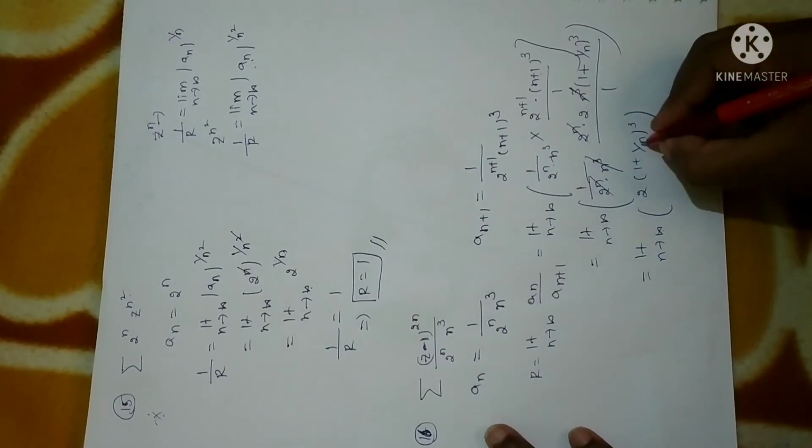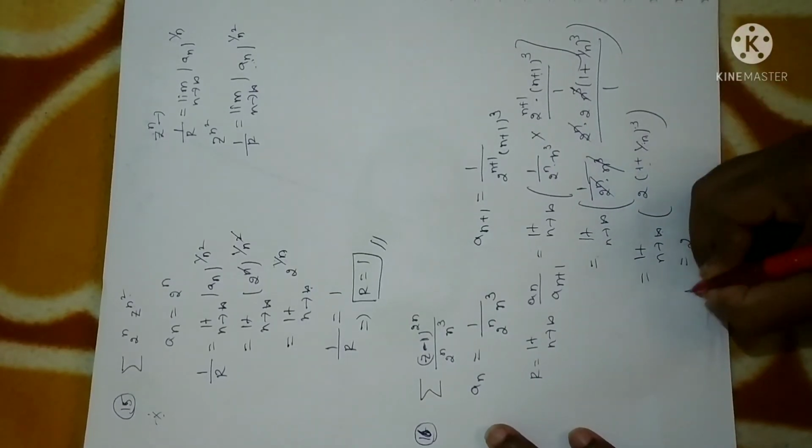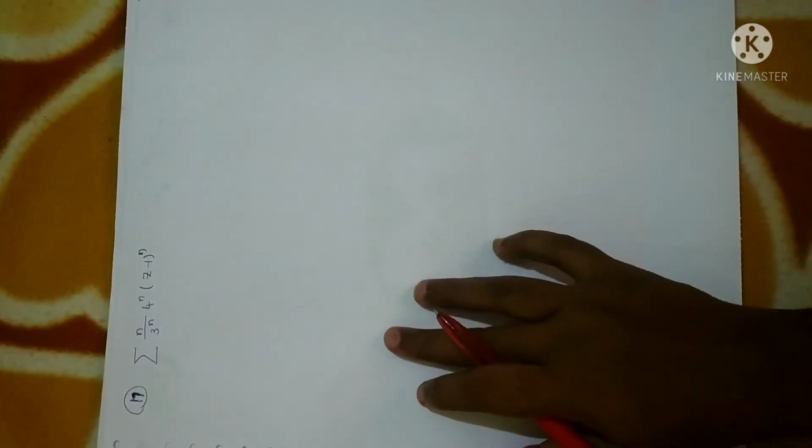Now when you apply n tending to infinity, 1 by infinity will become 0. 0 plus 1 is 1. 1 cube is 1. So 1 into 2 is 2. Therefore the required radius of convergence is 2. Clear? So here is the next problem, 17th problem.